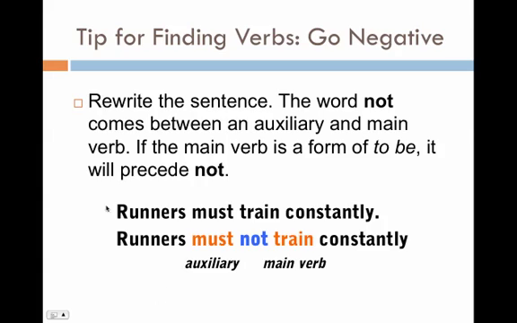Someone else might say, oh, runners, that's people, that's my subject, therefore must is my verb because it comes right after the subject. Others might say train, others might say constantly because adverb, verb, aren't they all the same? If I add not to this sentence, the only place it fits well when you read it out loud is between must and train, between your auxiliary and your main verb.